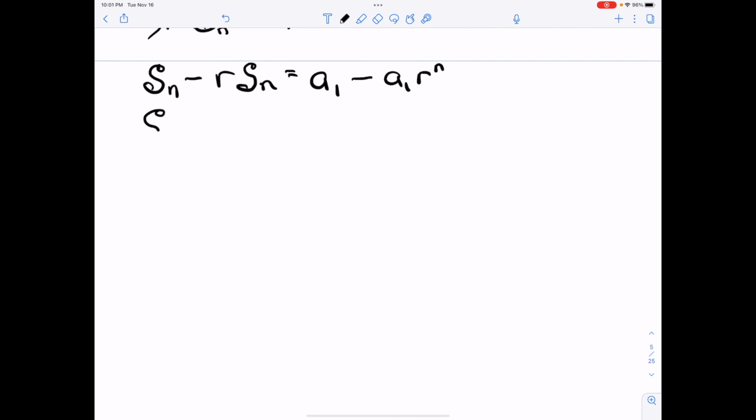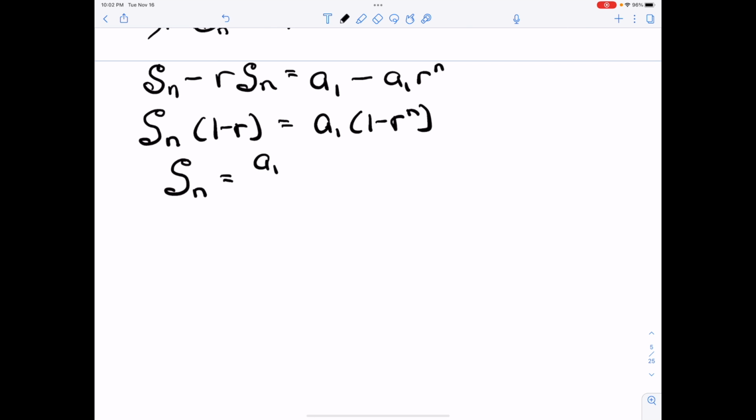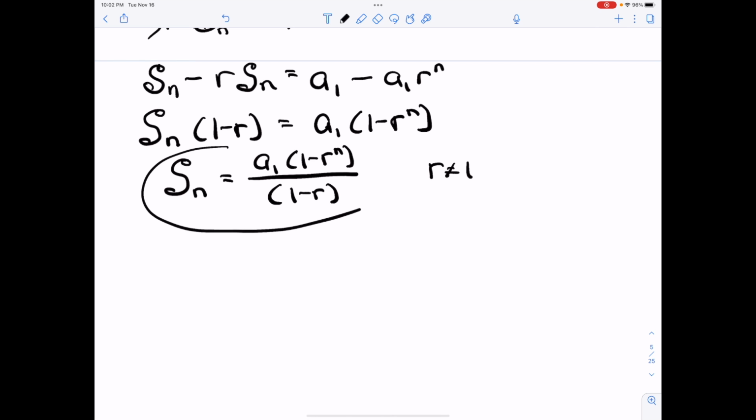You can factor out s sub n and get this. And you can factor out a sub 1 and get this. Then you can finally solve for s sub n by dividing both sides by 1 minus r. So when r is not equal to 1, there's your formula for finding the sum of the first n terms of a geometric sequence.